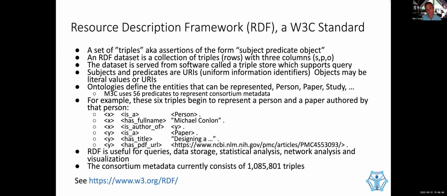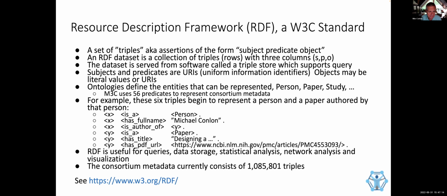We use ontologies to define the entities that can be represented, such as a person, a paper, a study. And M3C uses 56 predicates to represent the consortium metadata, so it's not particularly complex data, of which 29 of the predicates were pre-existing in other standards, and we are using 27 custom predicates for the consortium data.